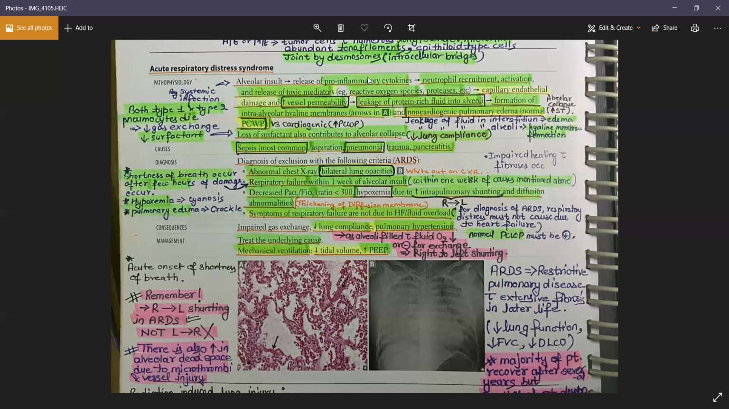So dyspnea, shortness of breath, cough. On auscultation, you'll find the crackles. All these things are present in the patient who has just undergone radiotherapy. For example, the radiotherapy for a breast cancer, right?